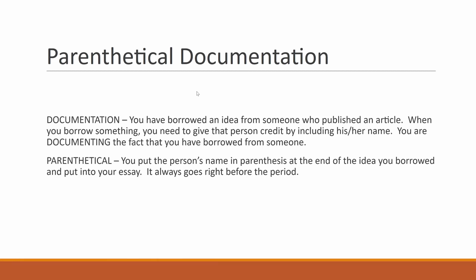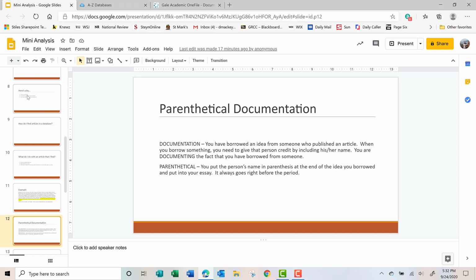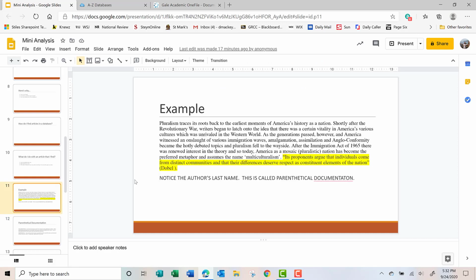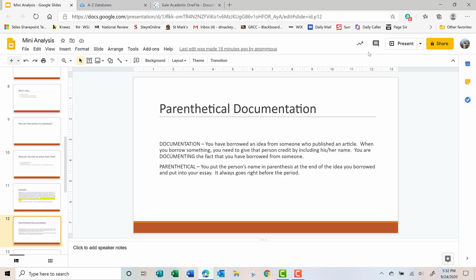First, let's look at documentation. You've borrowed an idea from someone who's published an article. When you borrow something, you need to give that person credit by including his or her name. You are documenting the fact that you've borrowed from someone. And parenthetical is a word that comes from the word parentheses. You put the person's name in parentheses at the end of the idea you borrowed and put it into your essay. It always goes right before the period. So let me back up. You give Doble credit because you borrowed from Doble, but you always put it right at the end of the sentence.